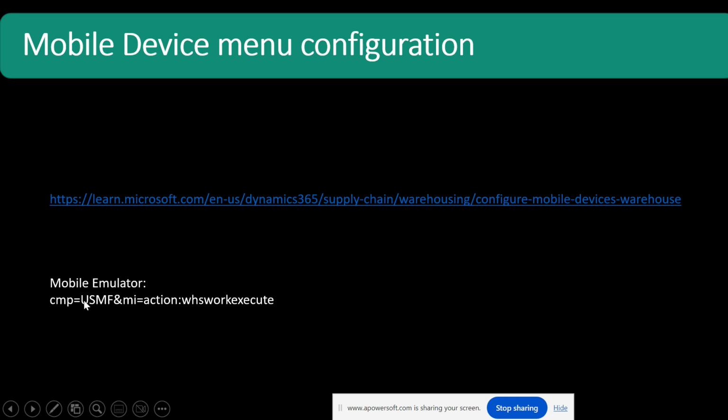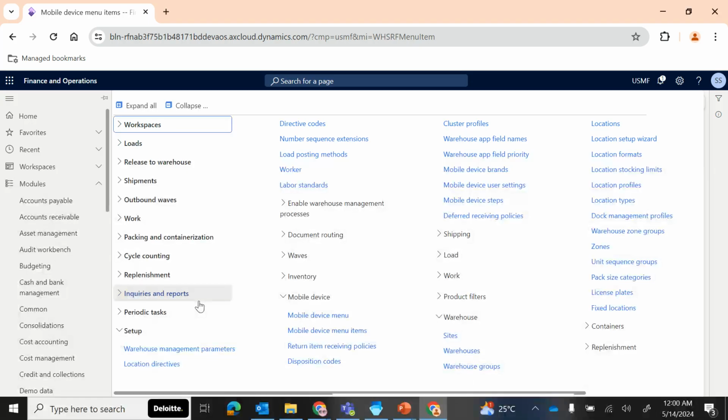And I will also touch upon this, but before getting into the mobile device emulator, let's check out what other options are available in mobile device. So we saw the mobile device menu. Mobile device menu items need to be created, and those need to be assigned to the mobile device menu, and this mobile device menu needs to be assigned to the worker, so that the worker can access those menus.